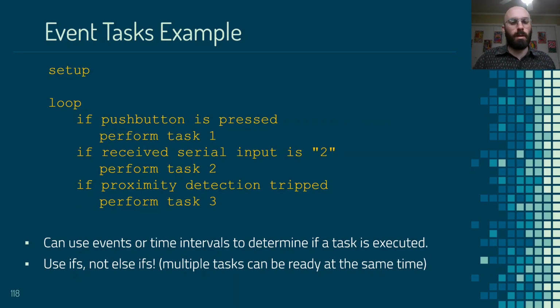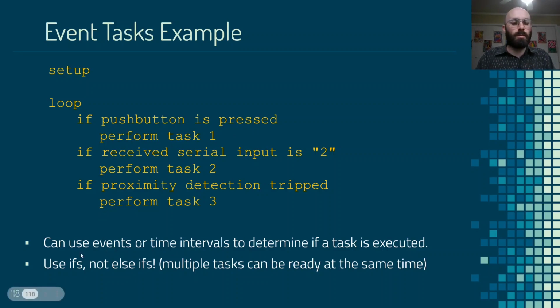This is just another example, right? If a push button is pressed, perform some task. If it receives some serial input, the number 2, do this other task. There are all sorts of different events that could trigger a task, but this is typically what it looks like: we have some conditional statements here and then the code associated with that task.